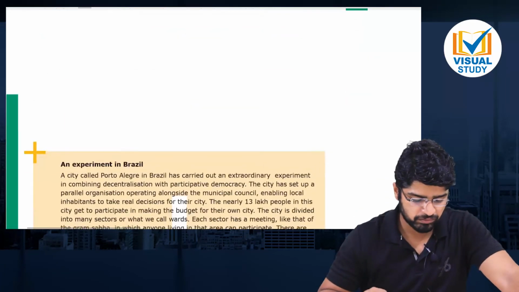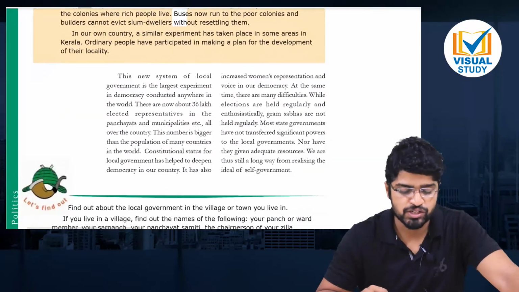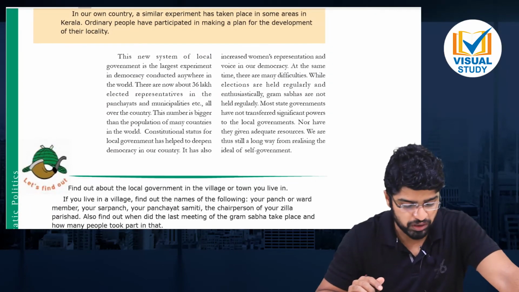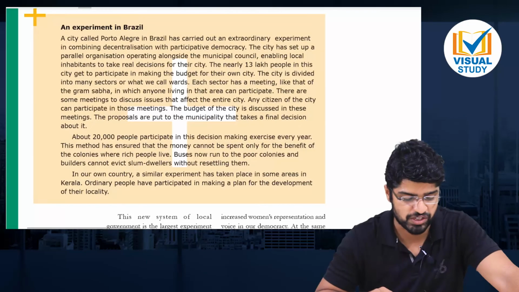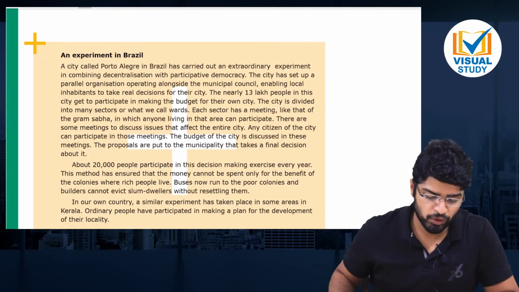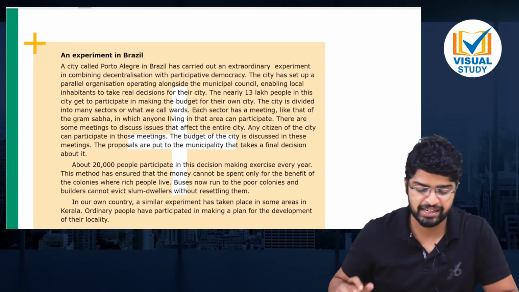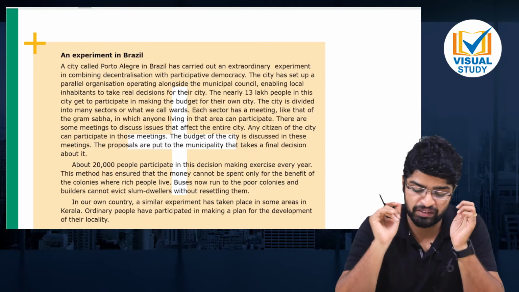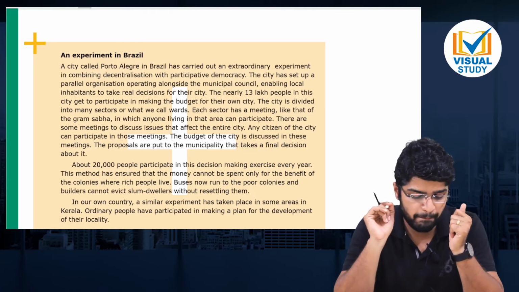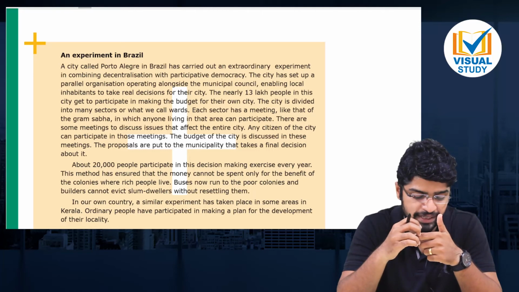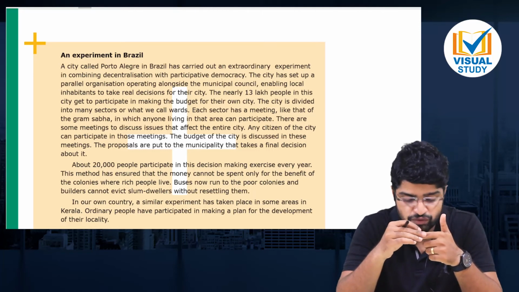Okay. Next one. This new system of local government is the largest experiment in democracy conducted anywhere in the world, which was conducted in Brazil. Okay, an experiment in Brazil, what was done? A city called Porto Alegre in Brazil has carried out an extraordinary experiment in combining decentralization with participative democracy. The city has set up a parallel organization operating alongside the municipal council, enabling local inhabitants to take real decisions for their city.